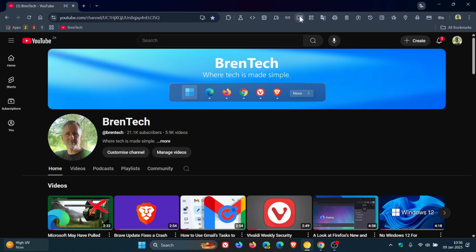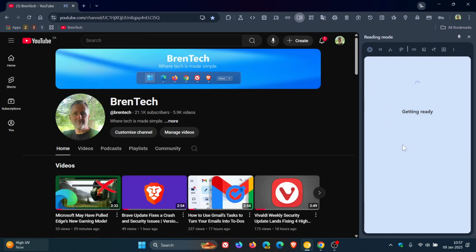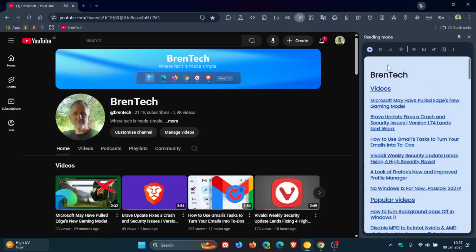So if we head over to reading mode in Chrome Canary, just to give you a general idea, this is the read aloud feature.